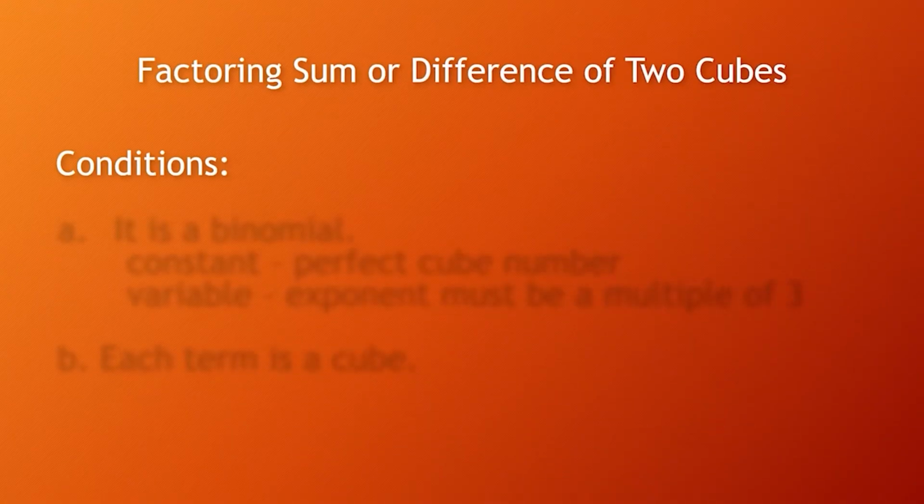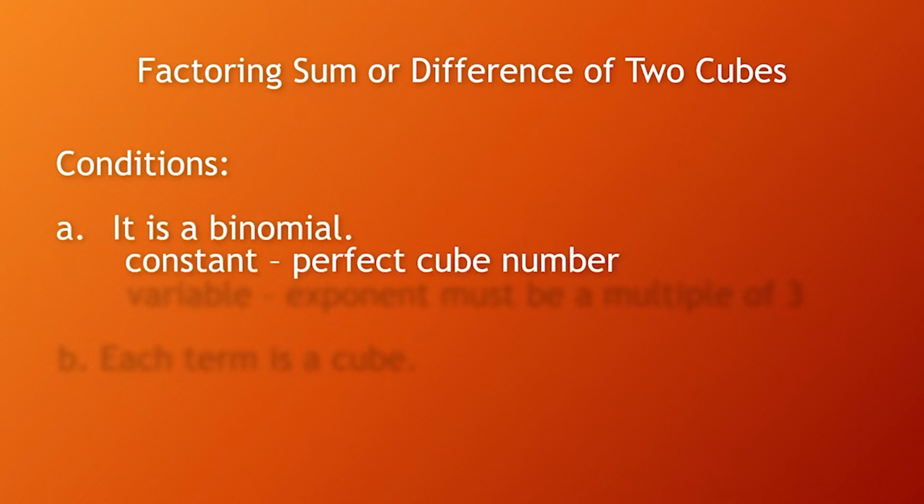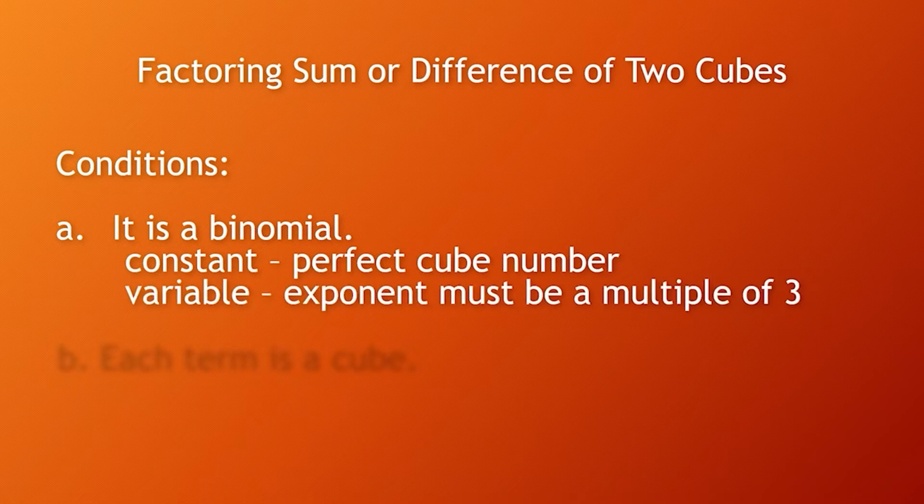In factoring sum or difference of two cubes, we have the following conditions. First, it is a binomial. The constant must be a perfect cube number. For the variable, exponent must be a multiple of 3. Second, each term is a cube.